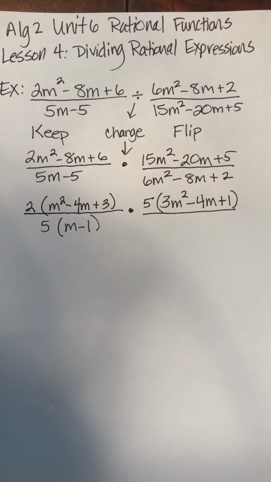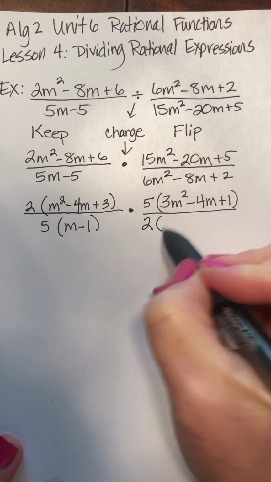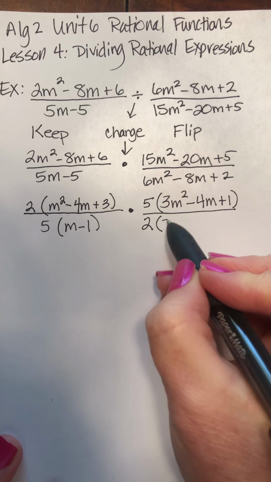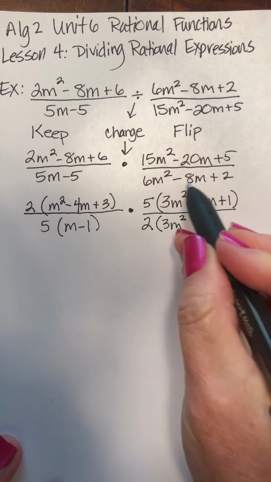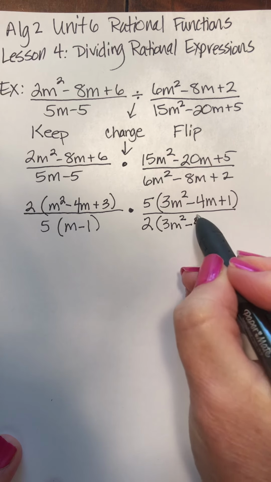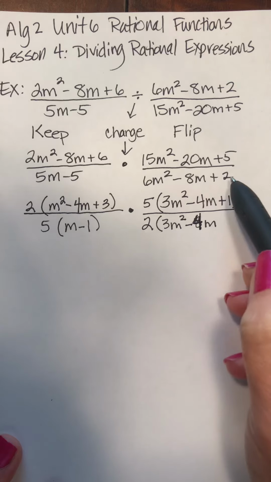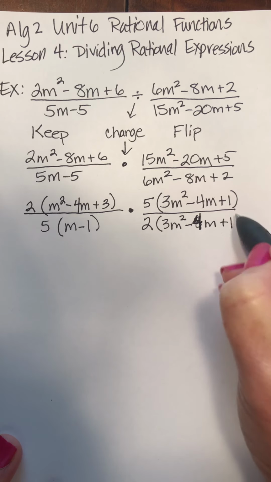The denominator of your second fraction can also have a greatest common factor taken out, and that is going to be another 2. Okay, so 6m squared divided by 2 is 3m squared. Negative 8m divided by 2 is negative 4m. Made a mistake there. And then 2 divided by 2 is 1.